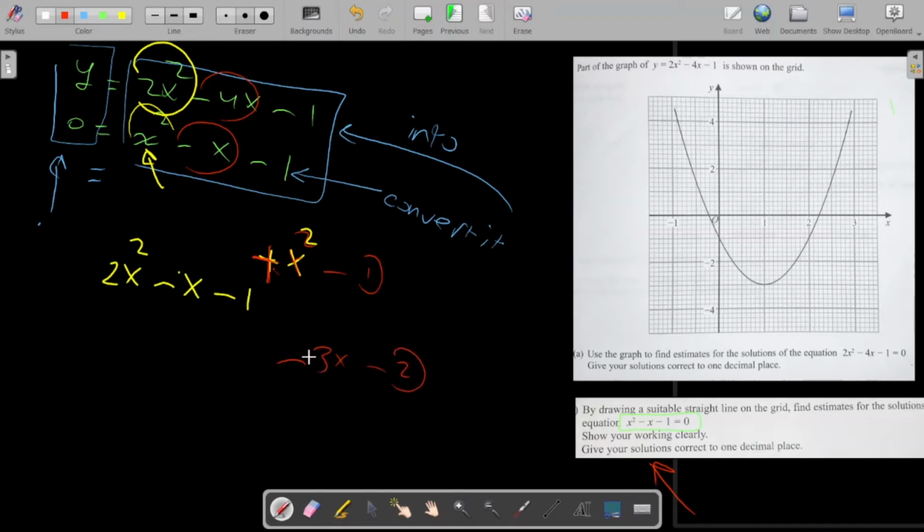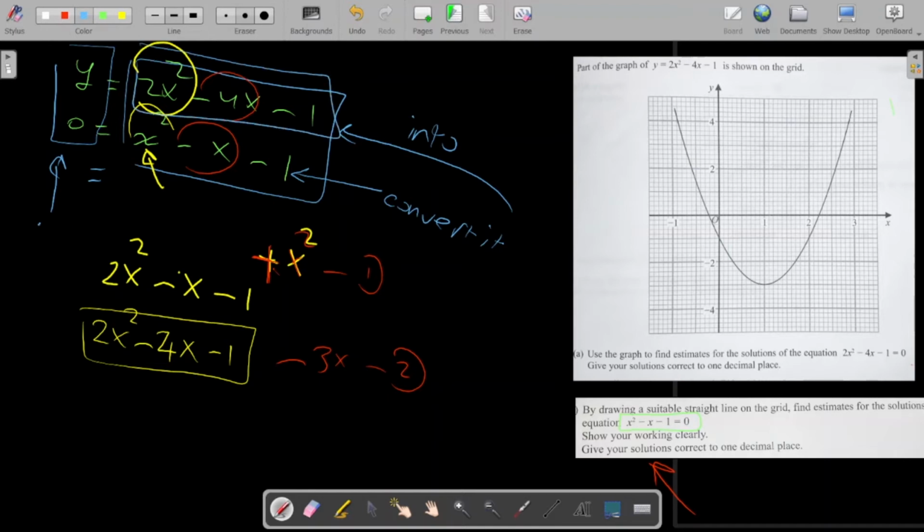So when you subtract 3x, what's going to happen to this x? That's going to be minus 4. So your equation now is going to be equal to 2x squared minus 4x minus 1. As you can see, now our equation is becoming the same as the equation of the curve, 2x squared minus 4x minus 1. This is the first operation: adding x squared, subtracting 3x.